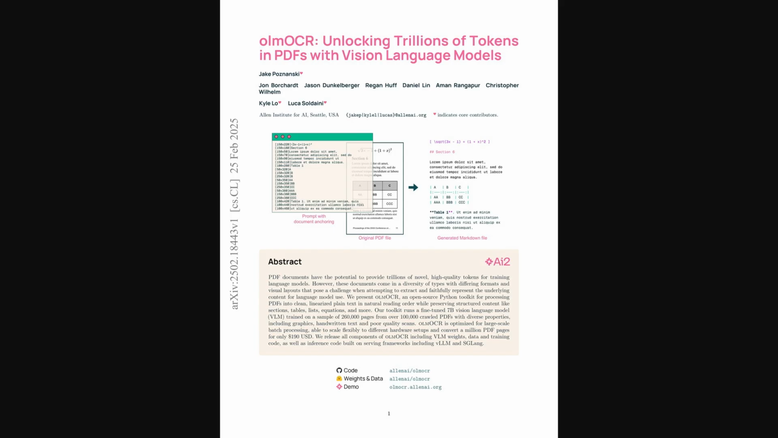We'll be looking at a paper titled olmOCR, Unlocking Trillions of Tokens in PDFs with Vision Language Models. The core idea here is that PDFs are this huge untapped source of text data, potentially trillions of tokens for training language models. But PDFs are tricky with all their different formats and layouts. So this paper presents olmOCR, an open-source Python tool that uses a vision language model to pull out clean text in the right order, while keeping structure like tables and lists.